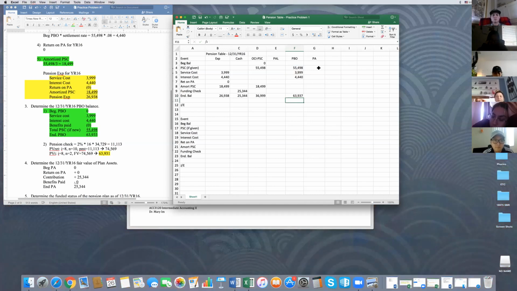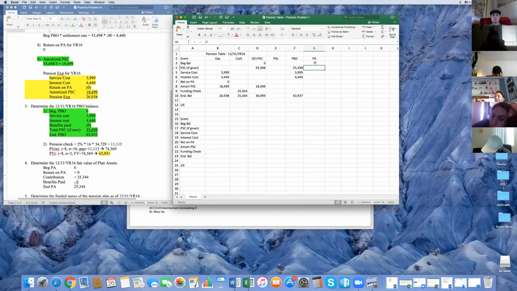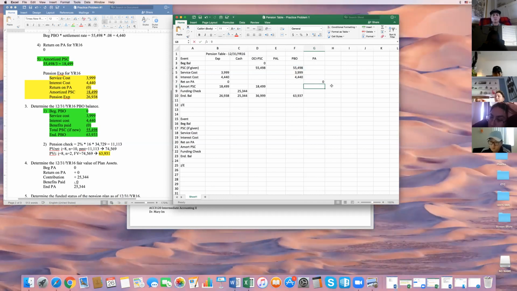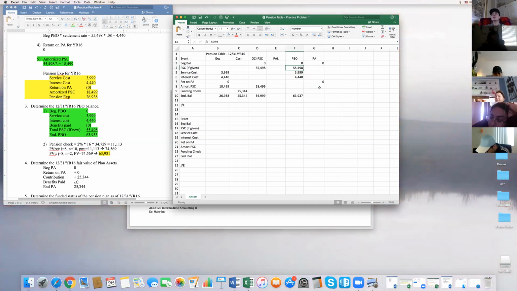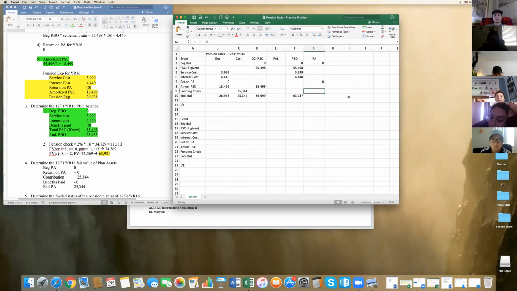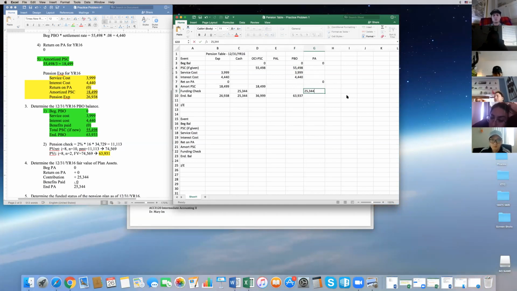Now, plan asset. It started with 0 balance, and then return on plan asset, because the beginning balance was 0, it's also 0. Let me put the 0 over here. And then amortization doesn't affect the plan asset. Funding check, the company pays how much? 25,344 each period for the next 3 years.